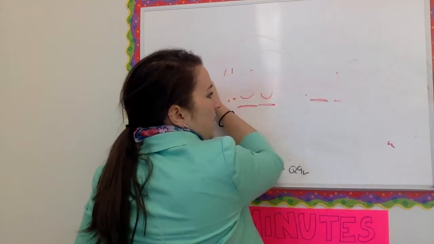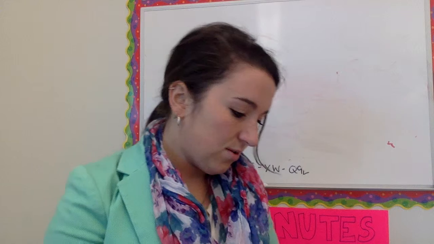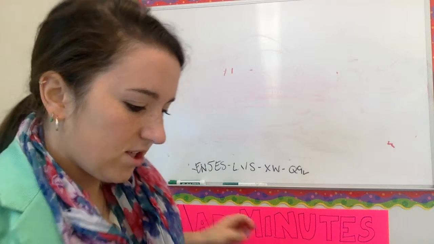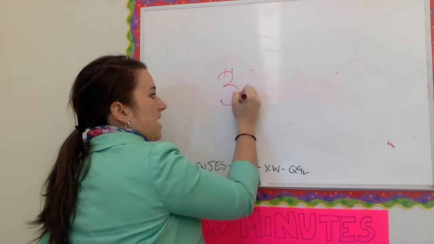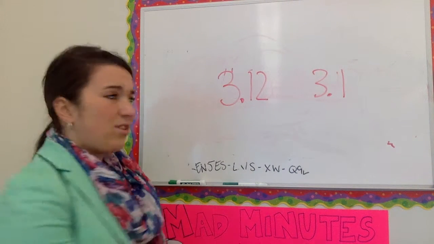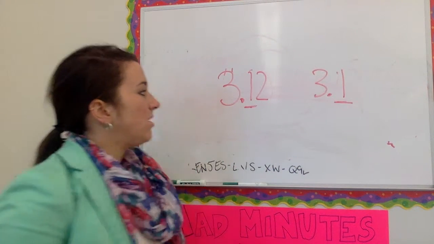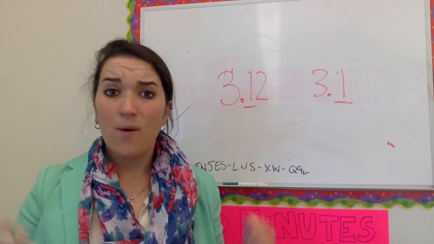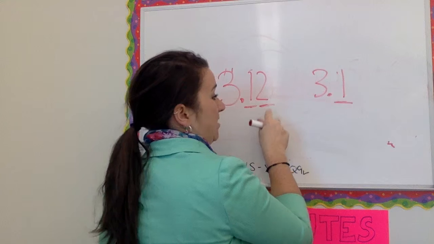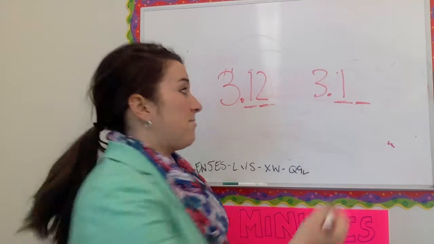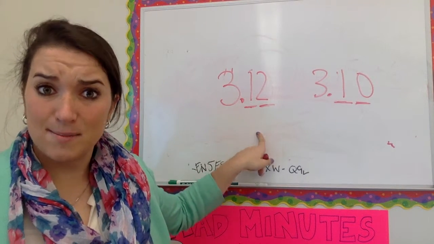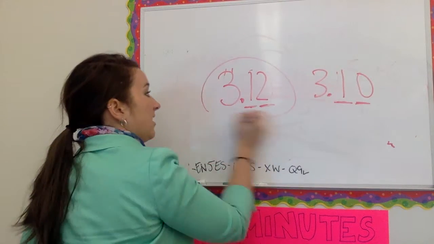All right, let's try one more. Let's look at number 3. I have 3 and 12 hundredths and 3 and 1 tenth. Again, I'm going to look at the first place after the decimal. Both have a 1, so that means that we need to go on to the next place. The first number, 3 and 12 hundredths, has a 2, and the second number has nothing, so we can put a 0 here. So now I have 10 hundredths and 12 hundredths. 12 hundredths is bigger than 10 hundredths, so this one is larger.